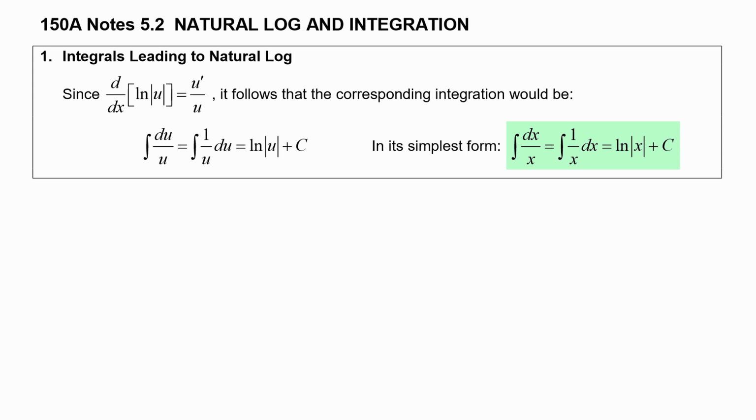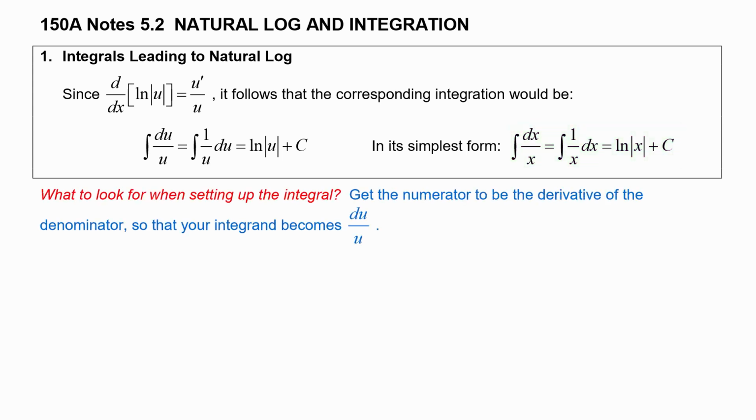is the same as the integral of 1 over x dx, and that would equal natural log of absolute value of x plus c. Now, what to look for when setting up the integral? You want to get the numerator to be the derivative of the denominator so that your integrand becomes du over u.